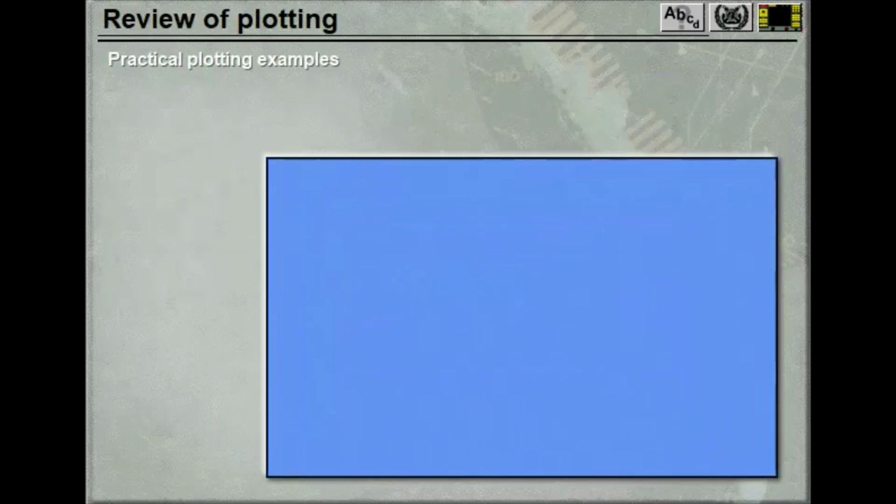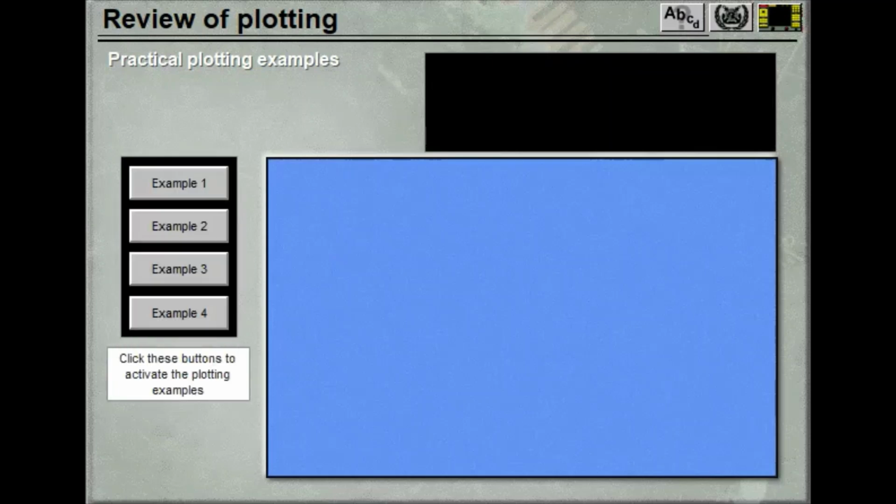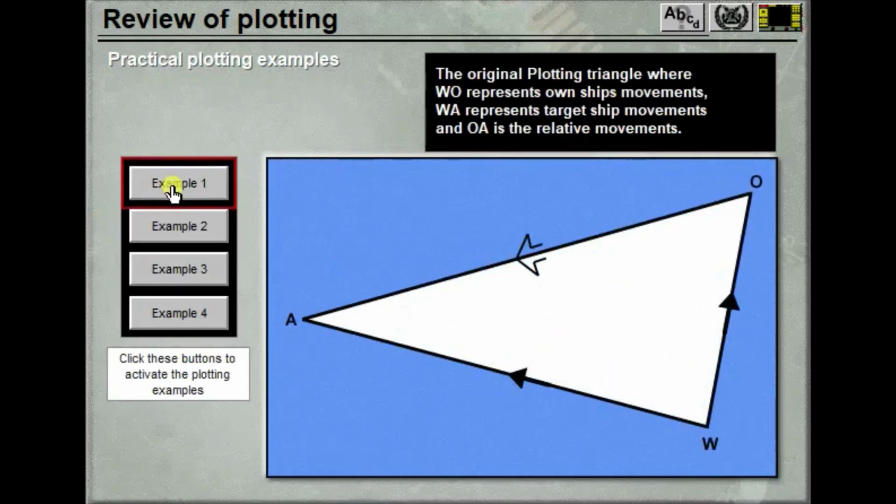By studying the following 4 figures, you should be able to gain a good understanding of how own ship's course and speed change affects the plotting triangle. That is, how to plan avoiding actions. The original plotting triangle, where WO represents own ship's movements, WA represents target ship movements, and OA is the relative movements.